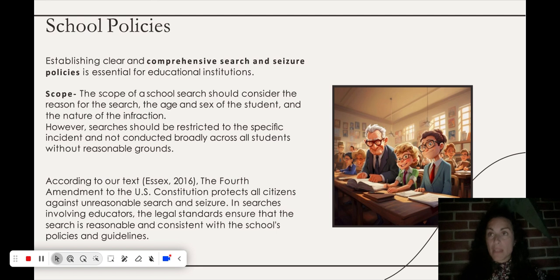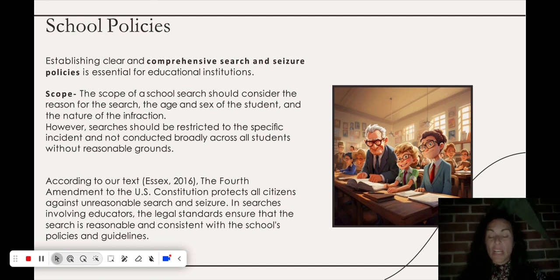So if you walk into a bathroom and you see smoke, you cannot broadly search everyone in the bathroom. You have to talk to the students and narrow it down and find out. And if you cannot narrow it down to a specific student that you are fairly certain of, you don't get to just search everyone. So your best bet is to discuss it with the students and see if you can narrow it down, or just run them out of the bathroom and state that it is not okay to be smoking in the bathroom.